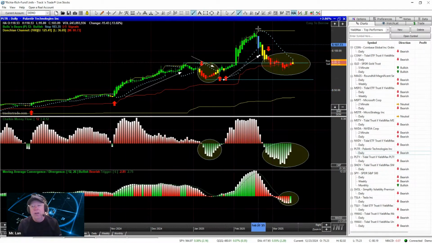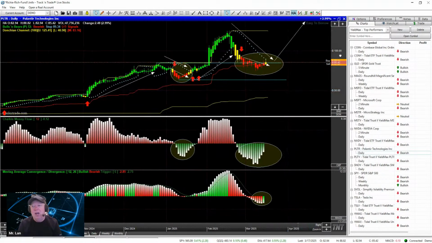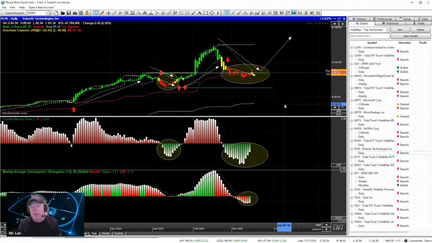Nice little 3-drive pattern coming in here. And who knows? You got 2 resets in here. So beautiful. Everything is just such a beautiful setup for Palantir. You just want to sell the cow, sell the milk cow, man. Put it in here. I don't know.